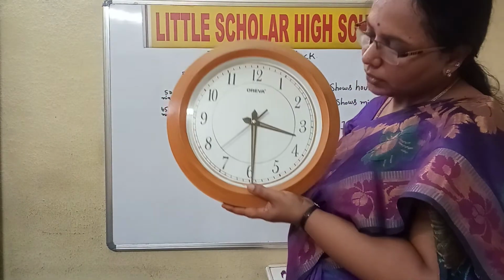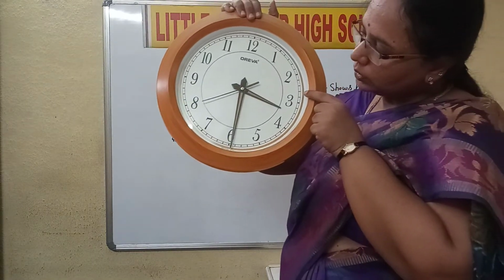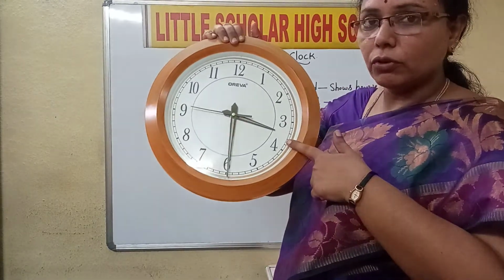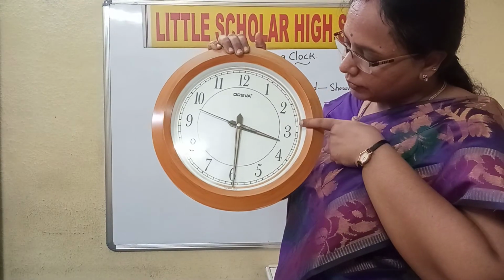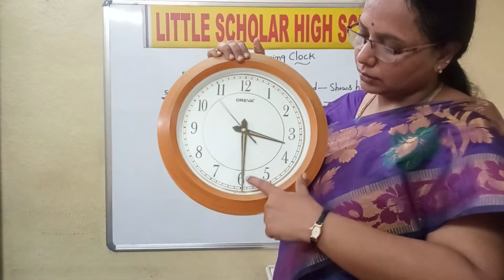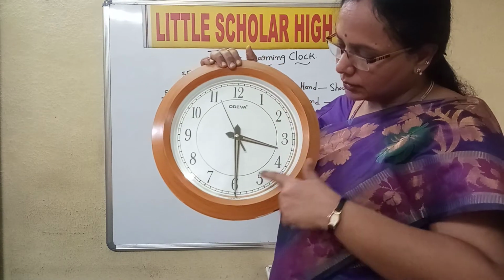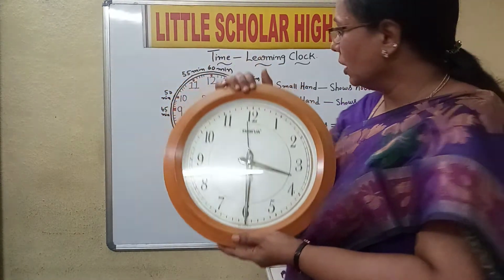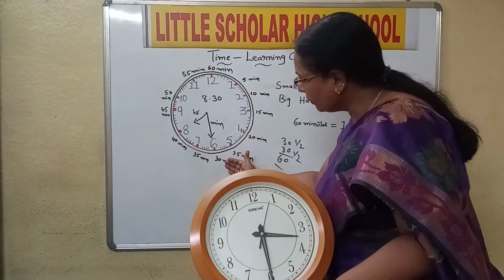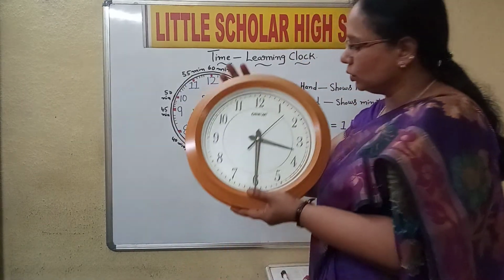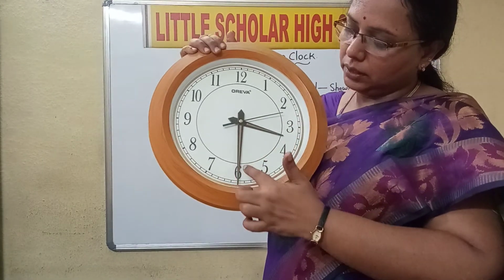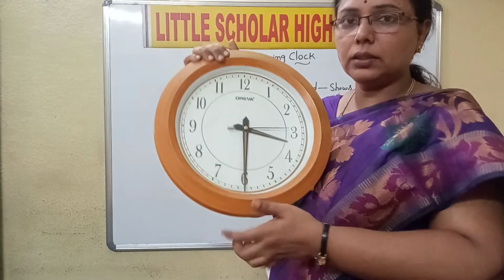Now where is the small hand, children? The small hand is between 3 and 4. Which number will you take? You will take the first number only. So 3:30. This is a half, we said, no? This is one half and this is another half. So 3:30.